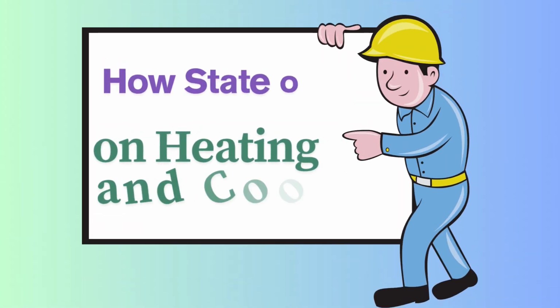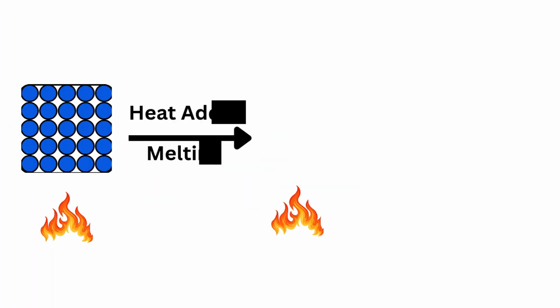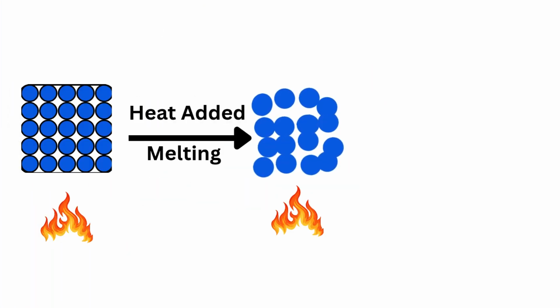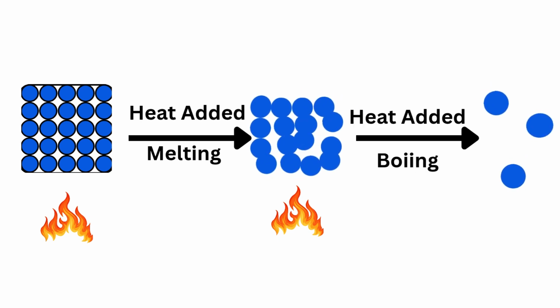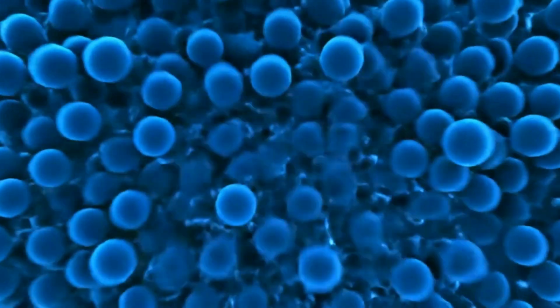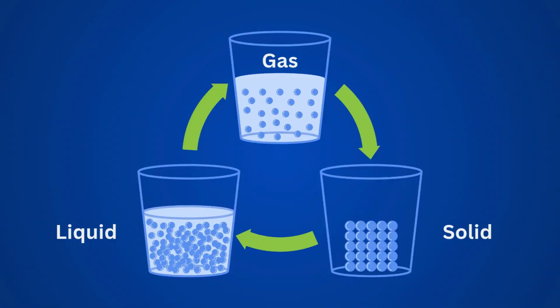Do you know what changes take place in matter if it is heated or cooled? Let's explore. When you heat a substance, you are giving energy to its particles. This causes them to move faster and spread apart. Forces of attraction between the particles get weaker. As a result, the state of matter can change.